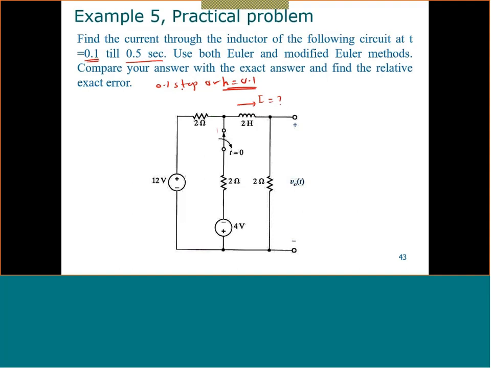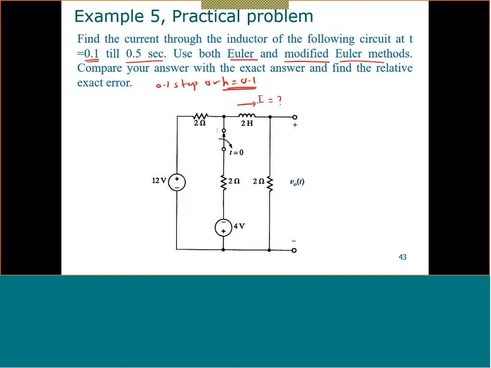Now, the question says Euler and modified Euler method. I will also show you the answer for the Runge Kutta method as well. We will show you only the final answer, and you can easily derive that. Now, as we know, we need to have the differential equation and also the initial conditions. None is given to us here. We don't have the differential equation, nor do we have the initial conditions. So we need to find the initial conditions.